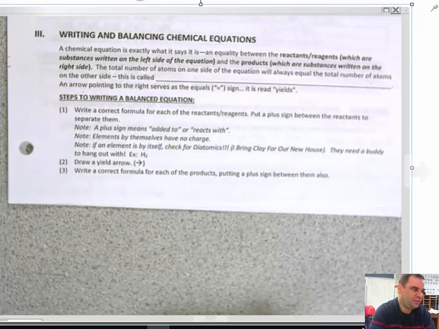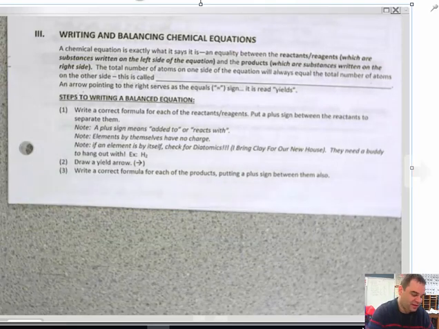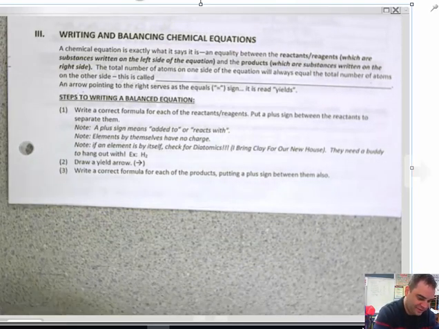Hey, Mr. Harridan here. We're going to go over writing and balancing chemical equations. One of the key concepts that you need to understand in this unit.